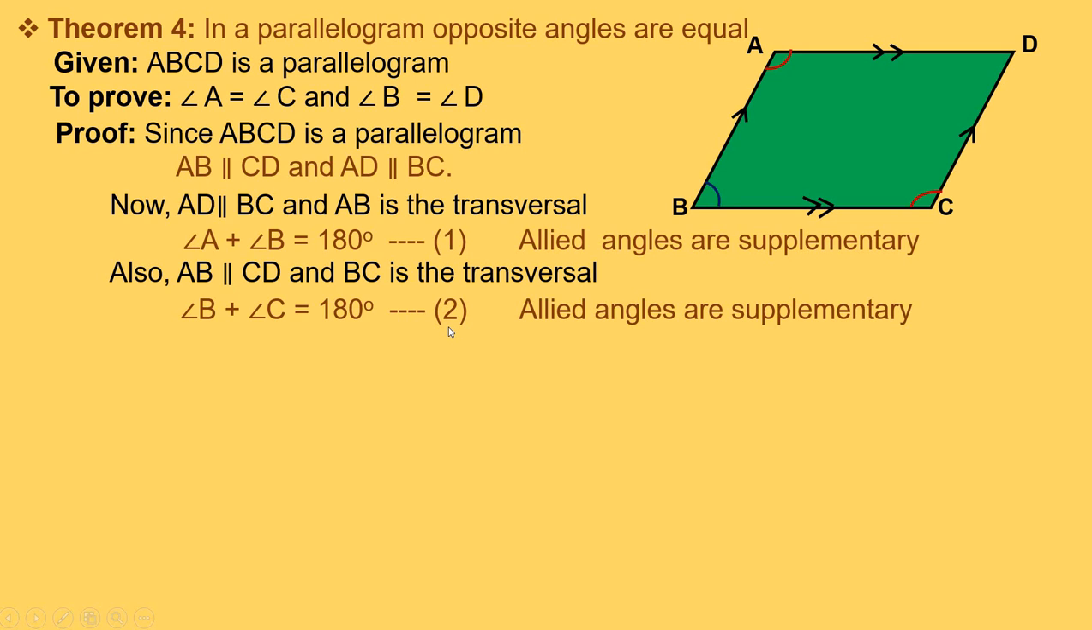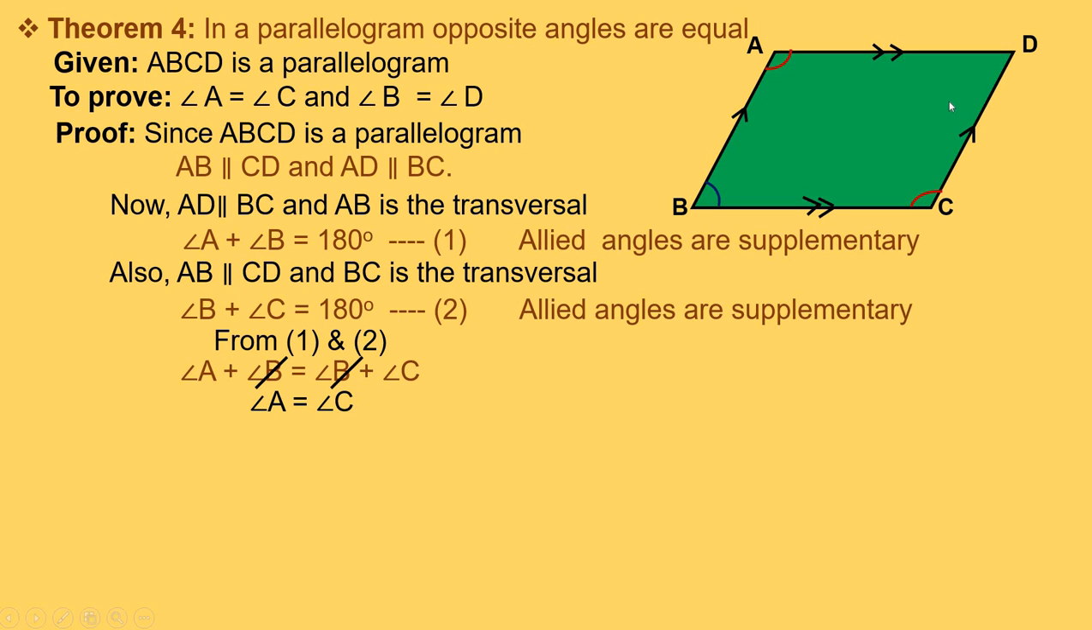Now, from equations 1 and 2, angle A plus angle B is equal to 180 degrees. Also, angle B plus angle C is equal to 180 degrees. So, both are equal to the same thing. So, we can say that angle A plus angle B is equal to angle B plus angle C. So, B and B get cancelled. So, we have angle A is equal to angle C. So, we got to know that opposite angles A and C are equal.